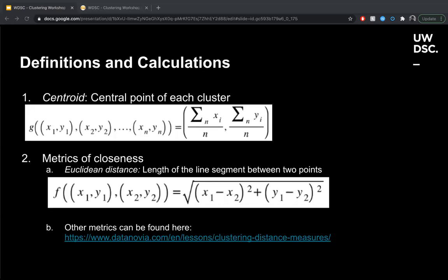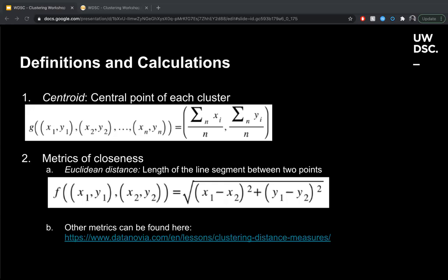So first, some definitions and calculations. Centroid refers to the central point of each cluster, and it can be calculated as the mean of the x and y's of the data. It can be x, y, z, and so on. There can be many variables, but it's the mean of all of them.